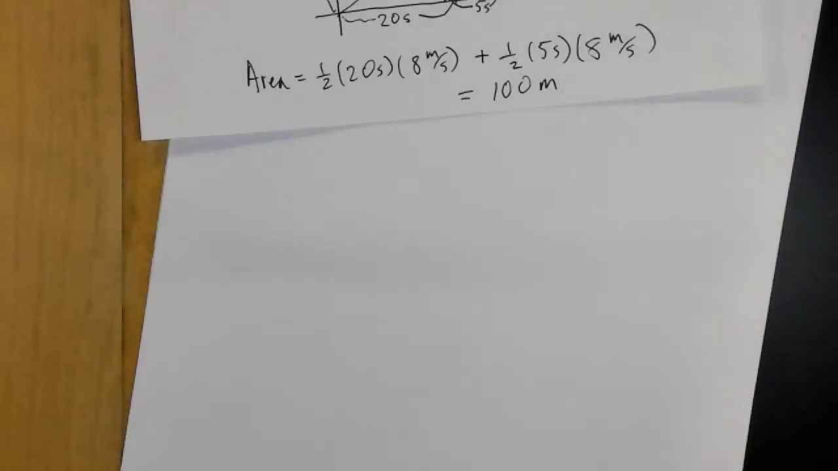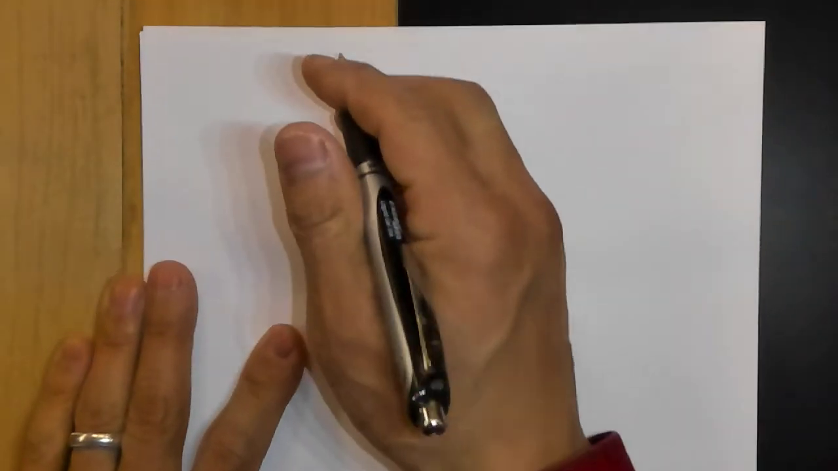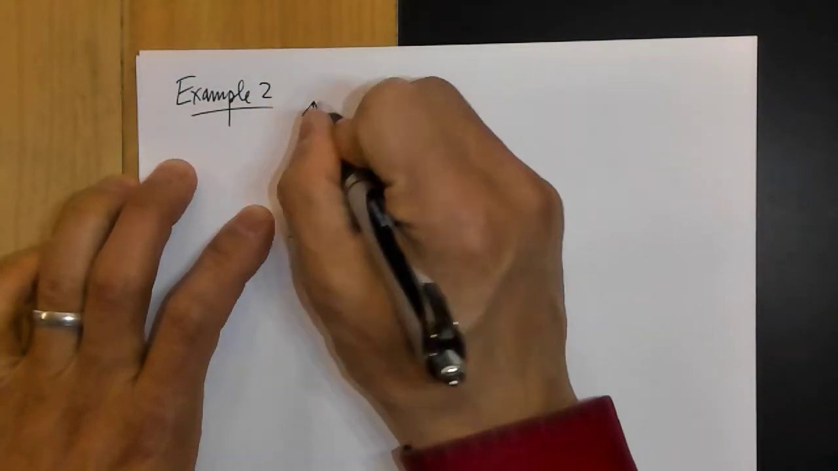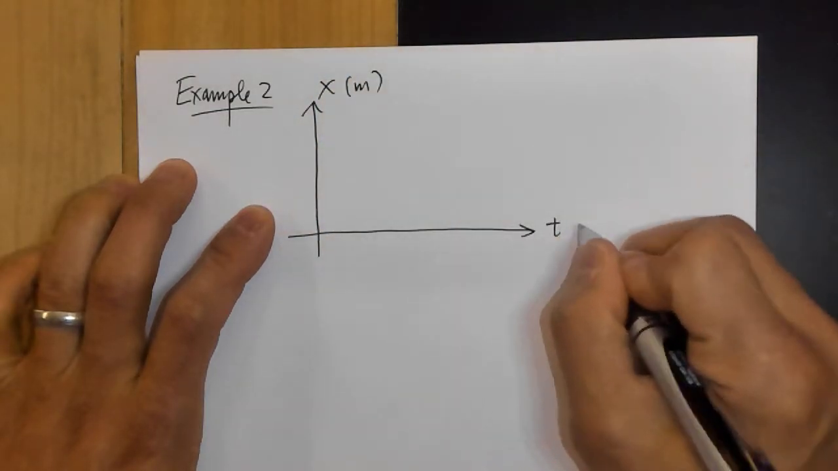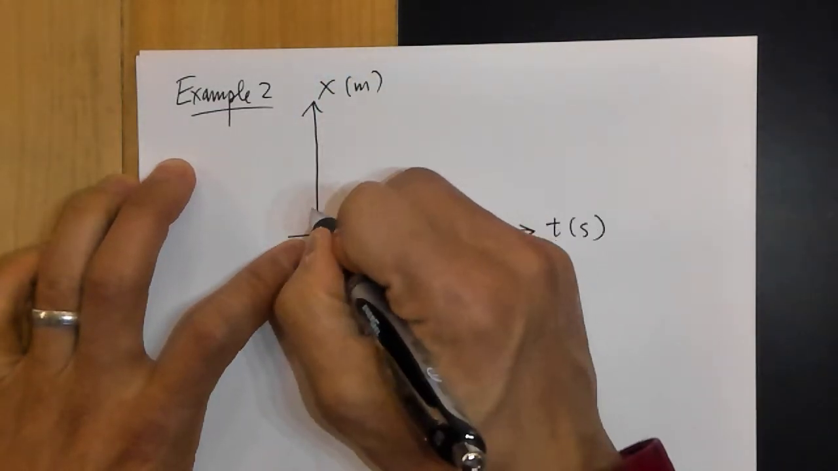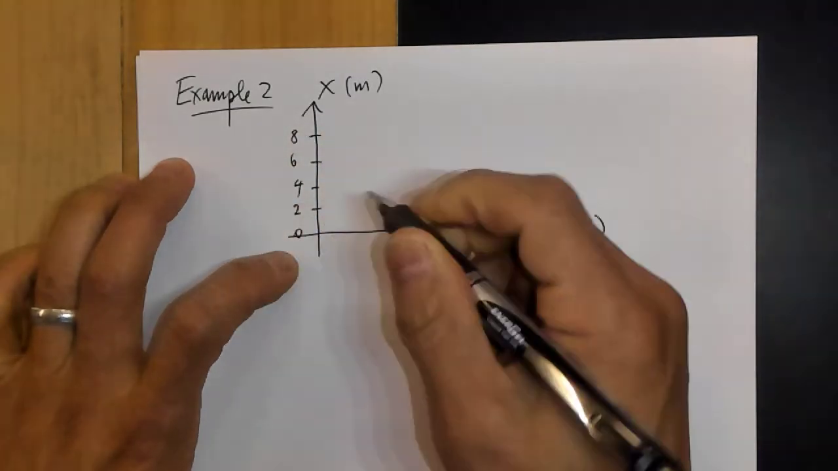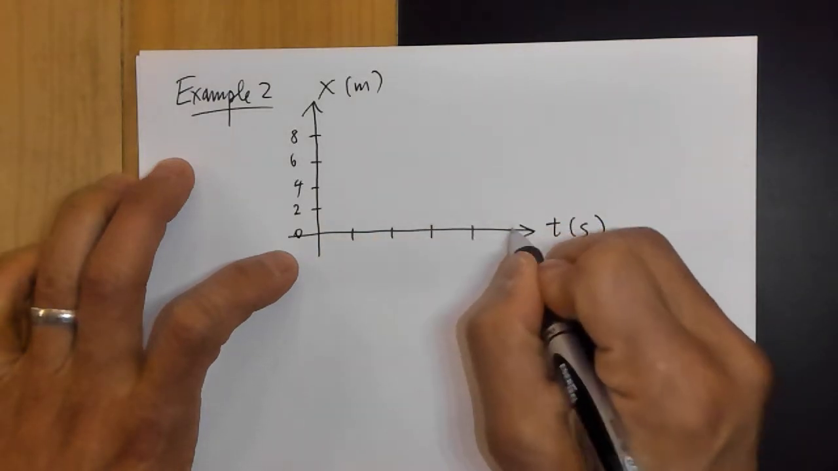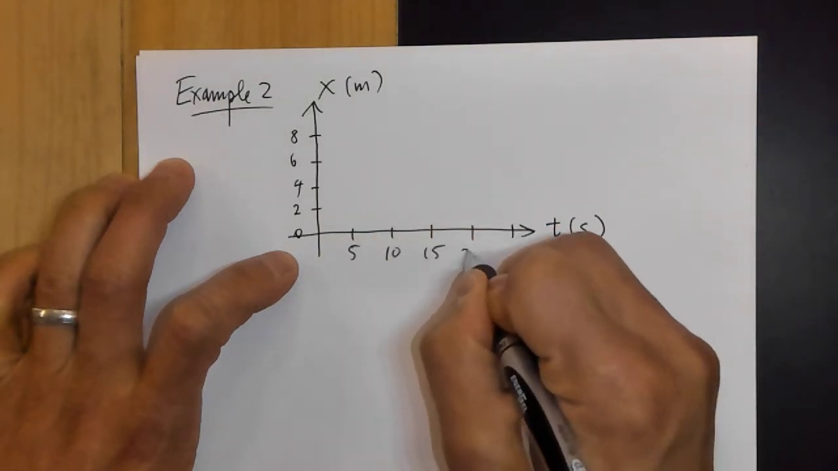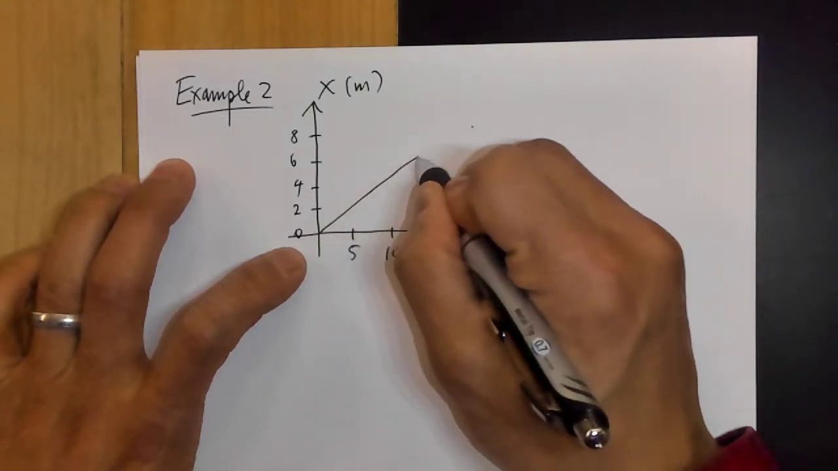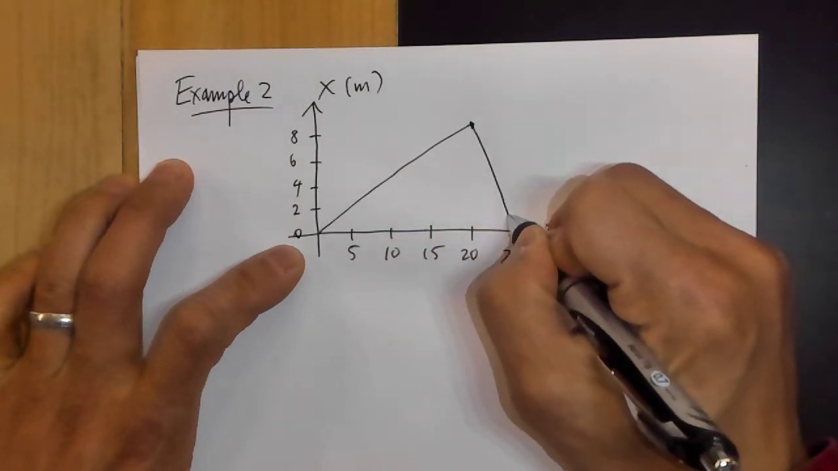Let's do a similar problem. Same sort of graph, but let's have a different plot. This time it will be x in meters, and time in seconds. And then we will have 2, 4, 6, 8, and 0, 5, 10, 15, 20, 25. And the plot will be the same as before. And then it will come down.